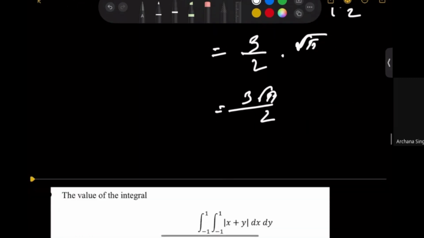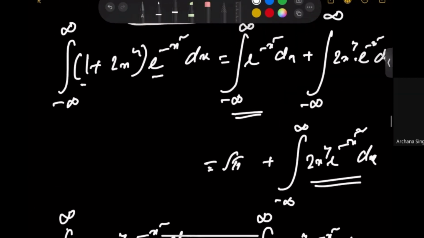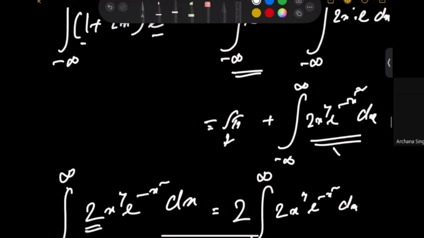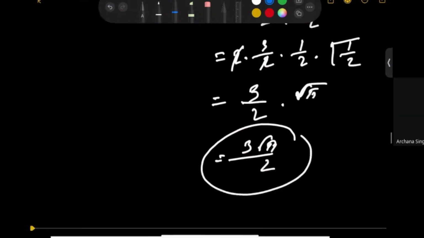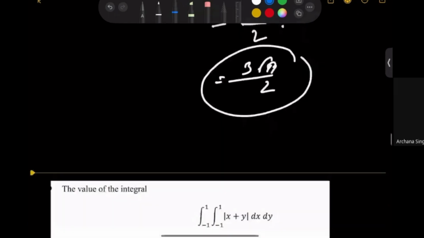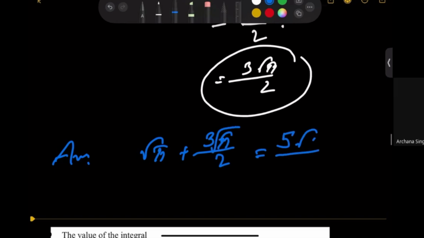So this is the second part of the integral we have here. So this root pi, the second part is 3 root pi by 2. If you add this one and this one, root pi and 3 root pi by 2, you'll get 5 root pi by 2. So the answer is root pi plus 3 root pi by 2, 5 root pi by 2. Clear, guys?